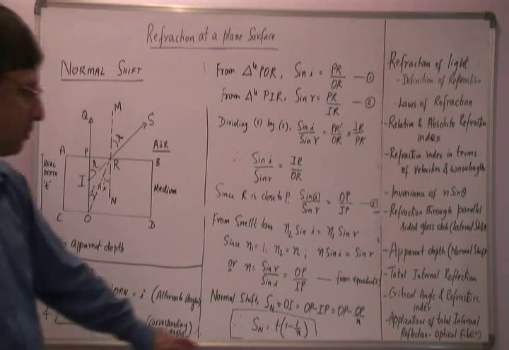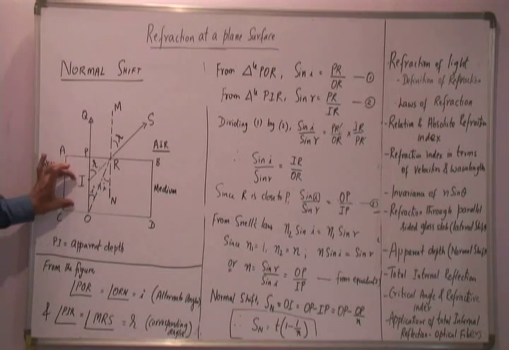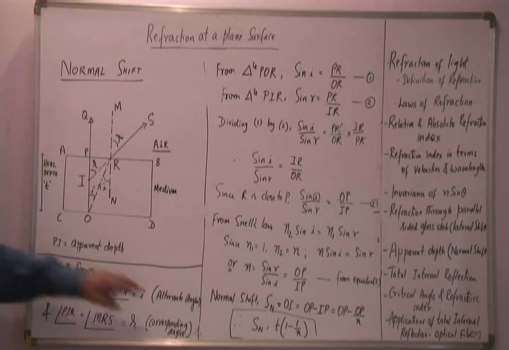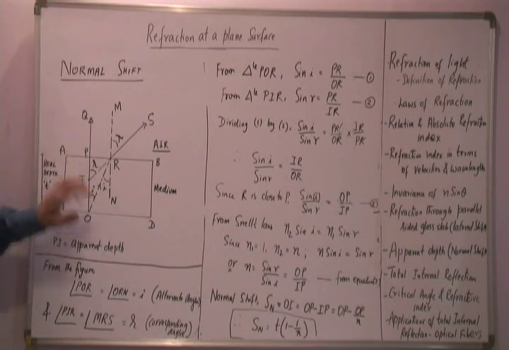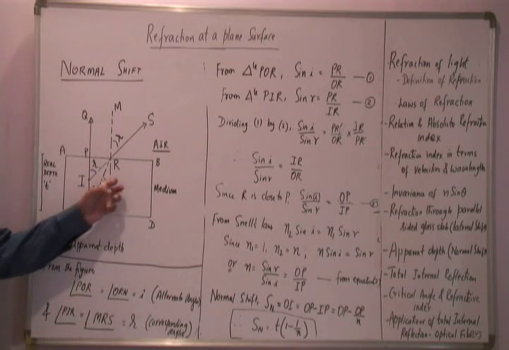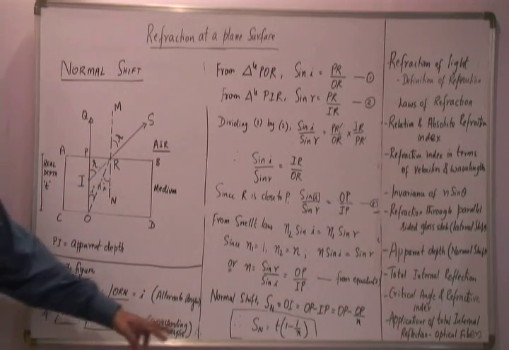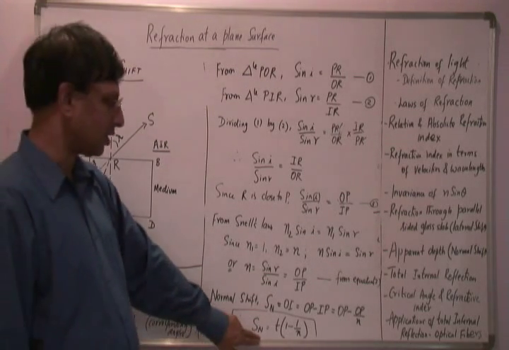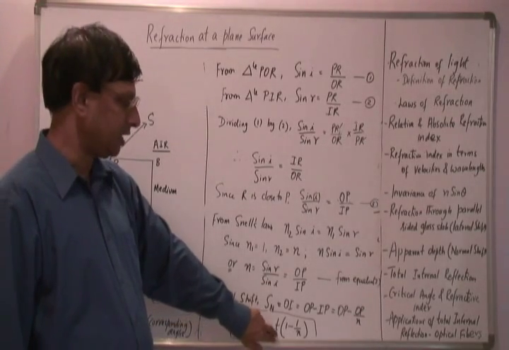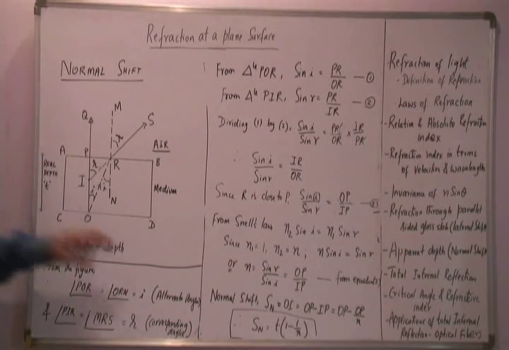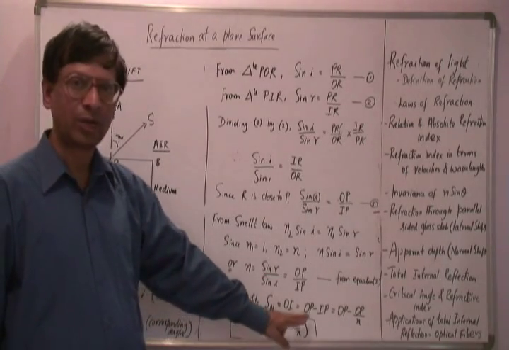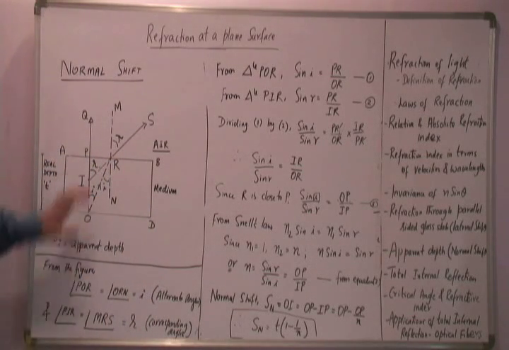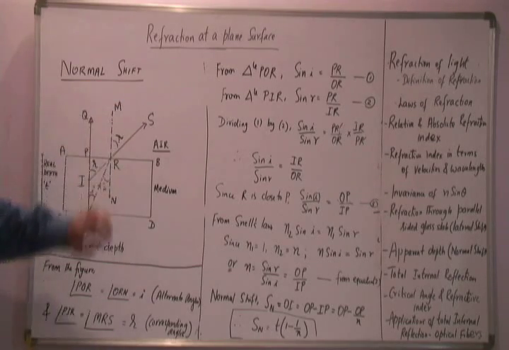There are a couple of observations that you need to make here, and that is the normal shift. The normal shift is dependent on the thickness of this material and is also dependent on the refractive index of this medium. So these are a couple of observations that you need to remember. So Sn is the normal shift, and the expression for normal shift is T, which is the depth or the thickness of this, multiplied by 1 minus 1 divided by n, where n is the refractive index of this medium. With this we have completed our discussion on normal shift.